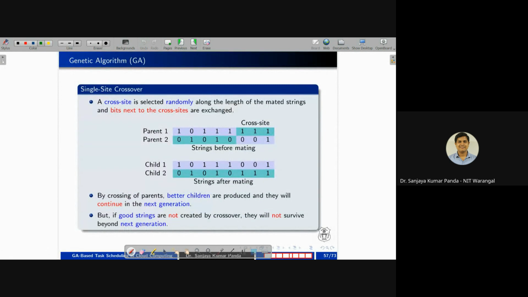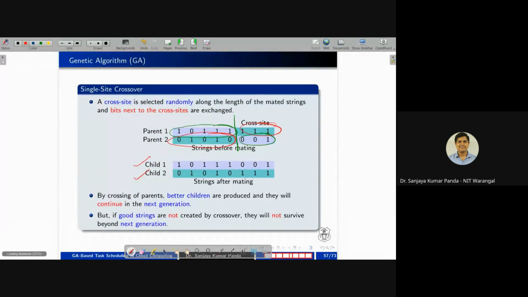So if you go for single site crossover, then you have to select a particular point. Like here, I am selecting the point, as another example. I am selecting the point as 5. So I am taking the first part of parent 1 and the second part of parent 2. Similarly, the first part of parent 2 and the second part of parent 1. That will be child 1 and child 2.